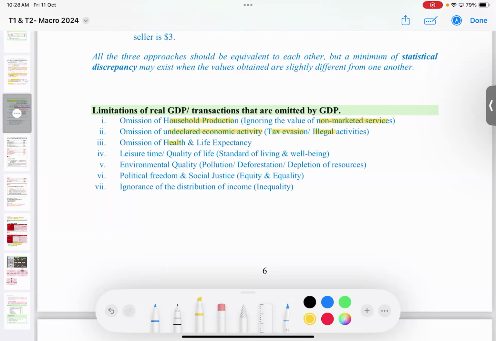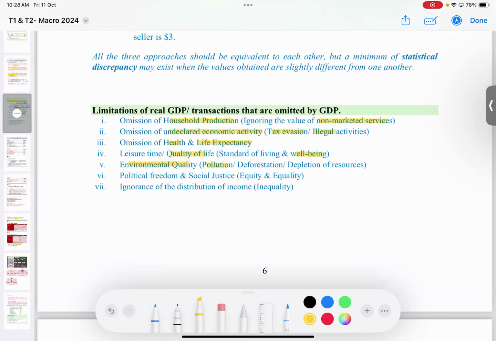GDP ignores healthcare, like it does not indicate how good the healthcare of the country is. It does not indicate the life expectancy of the people, which means the average lifespan of people. When you look into GDP, you do not know how long a person can live in the country on average. You don't have this data. GDP ignores the quality of life, like the well-being of the people in the country. GDP ignores the environmental quality, like pollution level.